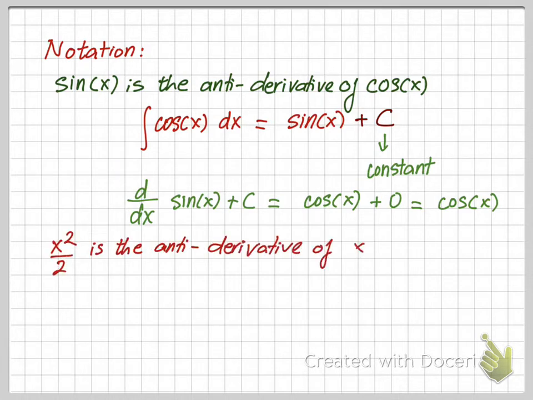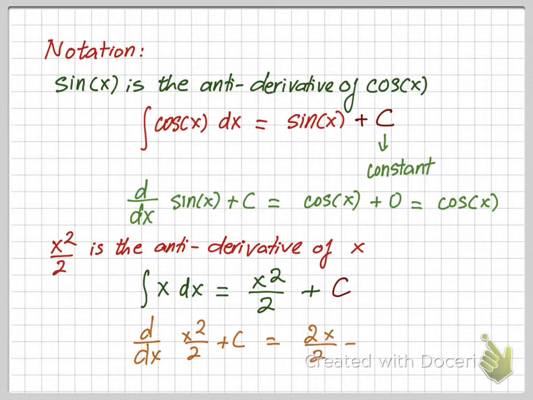The next example is we already know that x squared over 2 is an antiderivative of x. So then we can write that the integral of x dx equals x squared over 2 plus c. And again, c is a constant. So if you take the derivative of x squared over 2 plus c, you get 2x over 2 plus 0 equals x.